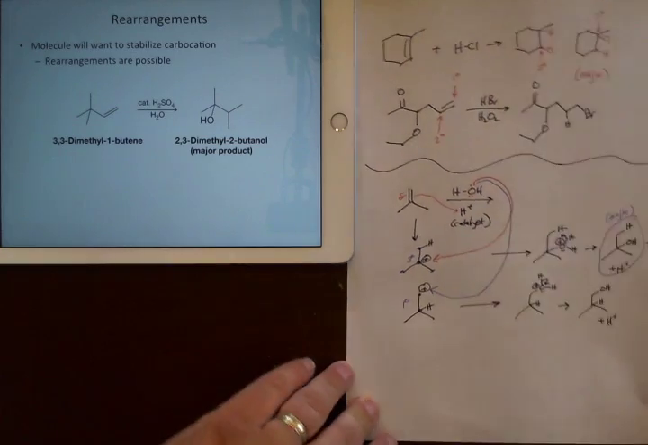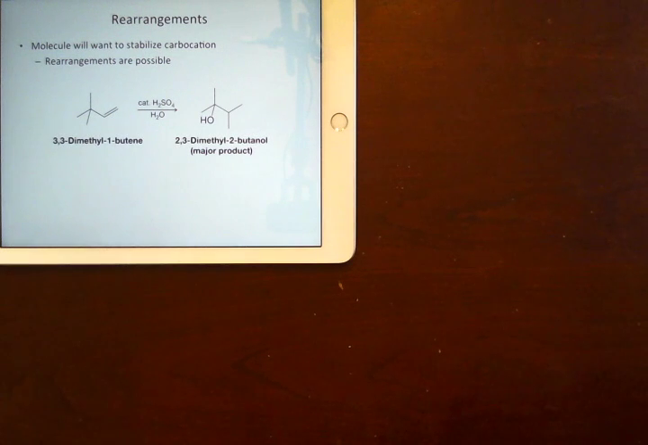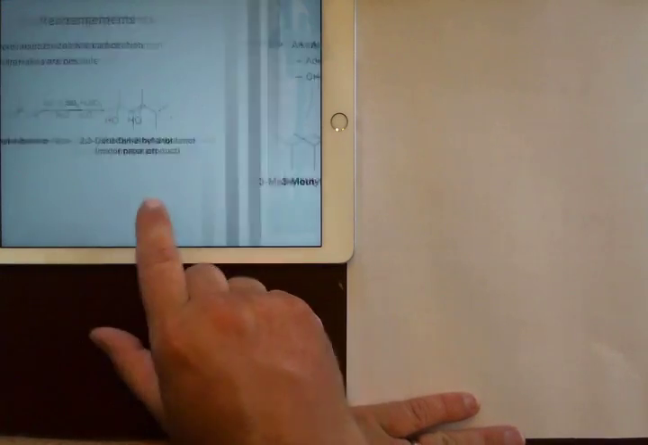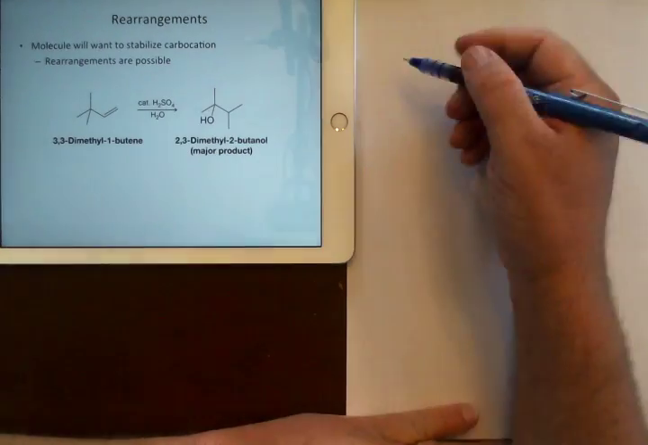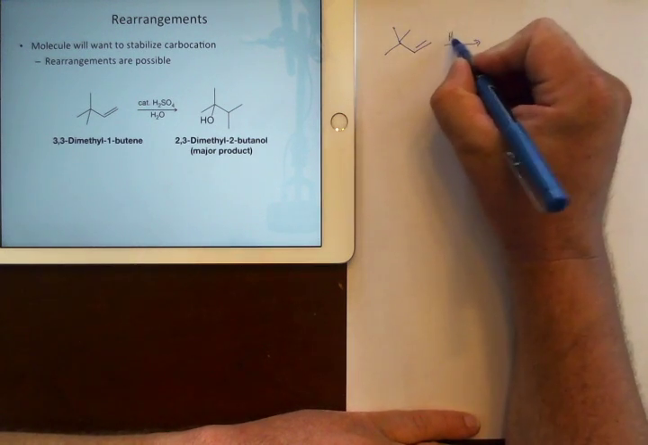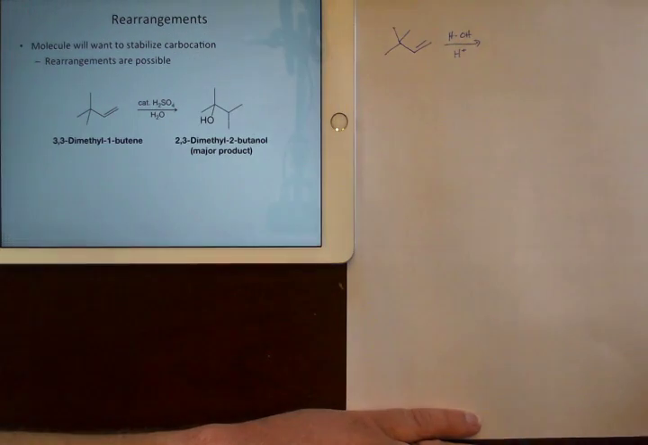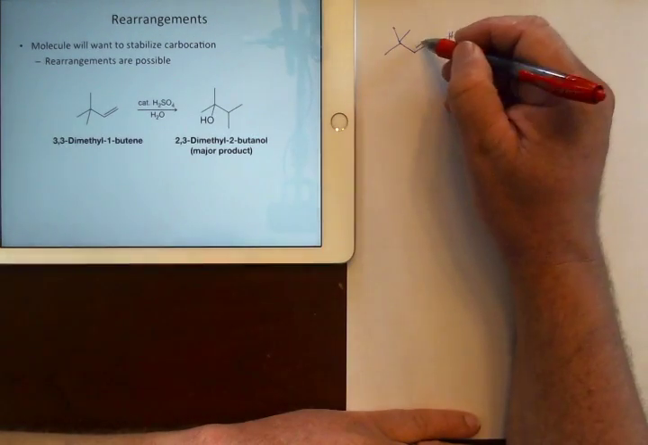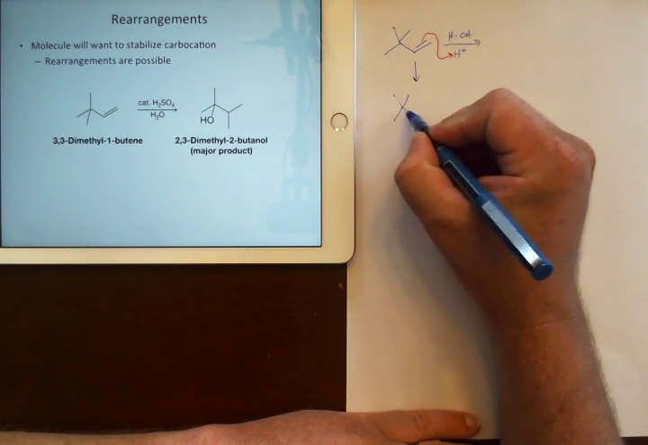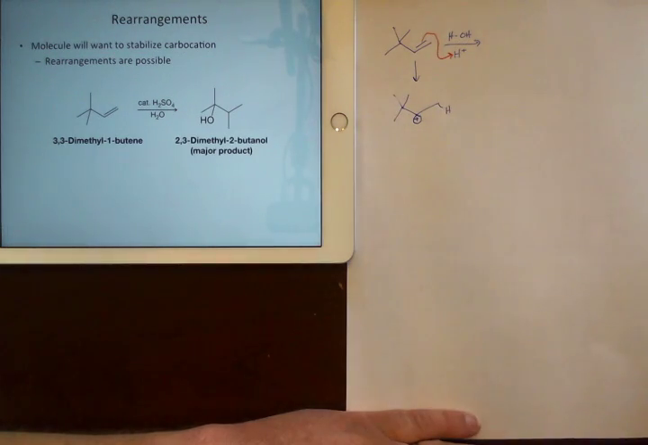So rearrangements can occur with this hydration reaction. Okay, and the reason for that is the same reason why we had it before. It's all about stabilizing that carbocation. So in this case here, you have HOH, H+. Again, your double bond is going to react with your acid catalyst. We're going to want to put the carbocation here and put that hydrogen there. Right now it's a secondary.